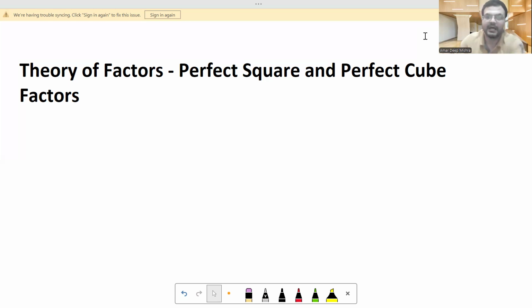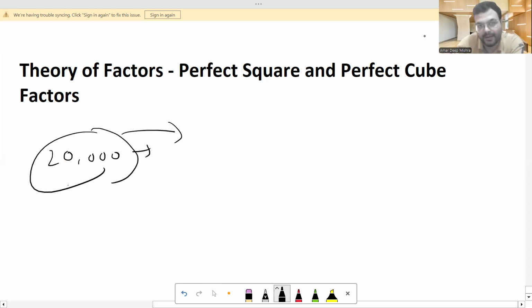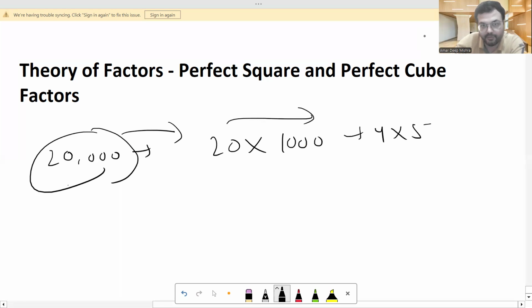Now, let's take a number 20,000. First of all, what is the first step? That is the same for every type of question. The first step is to convert this number into the prime factor format. So that will be 20 into 1000. 20 is your what? 4 into 5. 1000 is what? 1000 is your 5 cube into 2 cube.